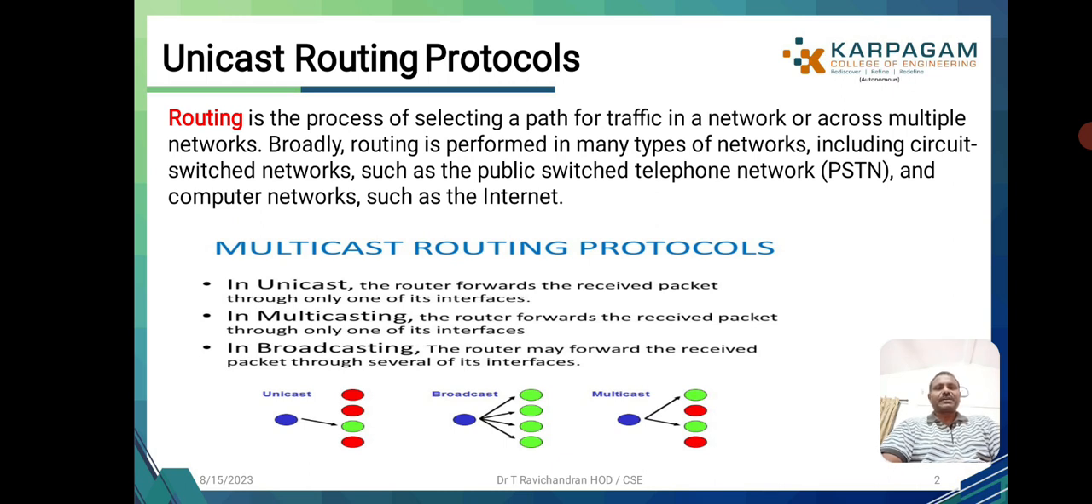In unicast, there is only one direction pointing to the particular receiver. In broadcast, the sender sends all the packets to the network. In multicast, there is more than one connection between the networks.